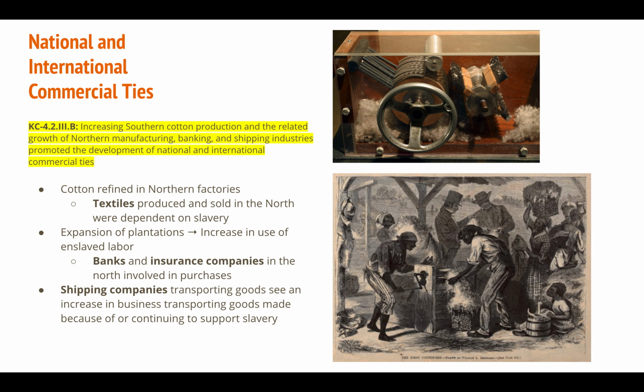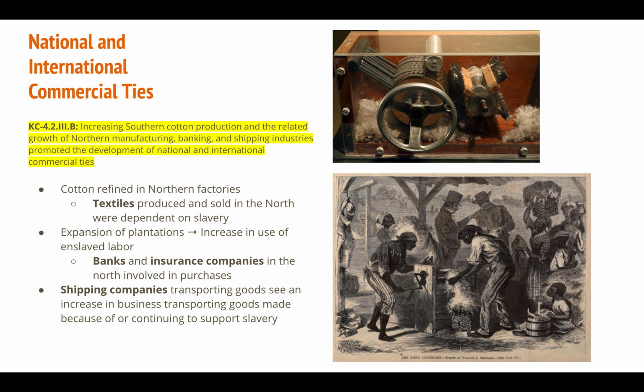So now all of the banks and the insurance companies that are involved in the purchases of land, in the purchases of enslaved people, are all complicit. Shipping companies transporting goods see an increase in business transporting goods made because of or continuing to support slavery. So this was an institution that was touching every part of the economy because of how interconnected the economy was becoming.